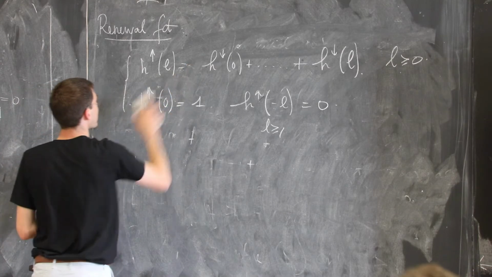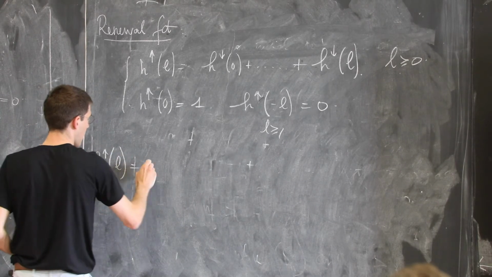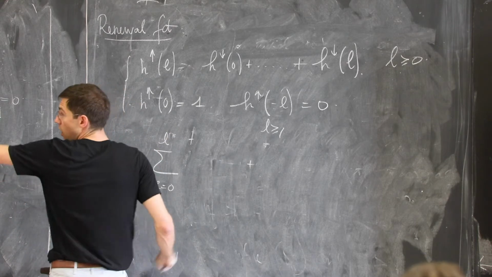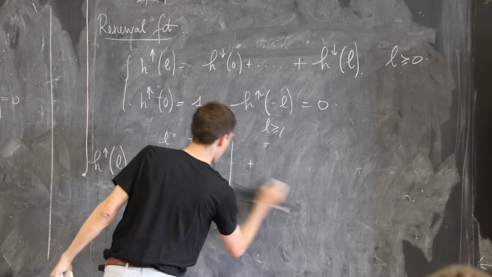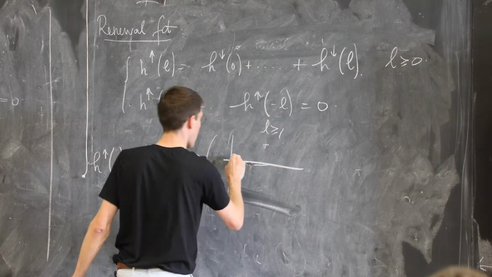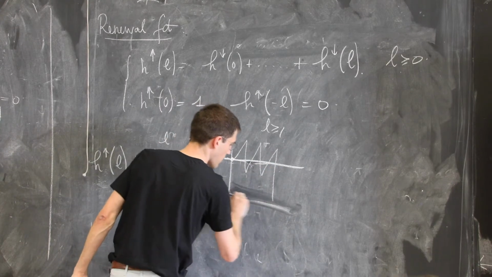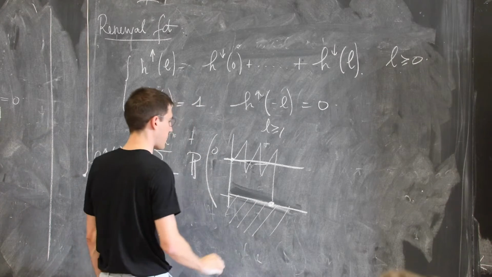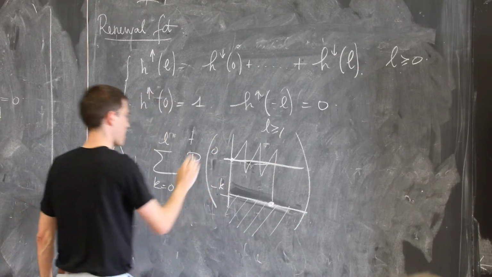Let me give you an interpretation of this. So what is h of L? That's the sum for k equal to 0 to L of the probability that the walk started from 0 touches this part of the board exactly at minus k.